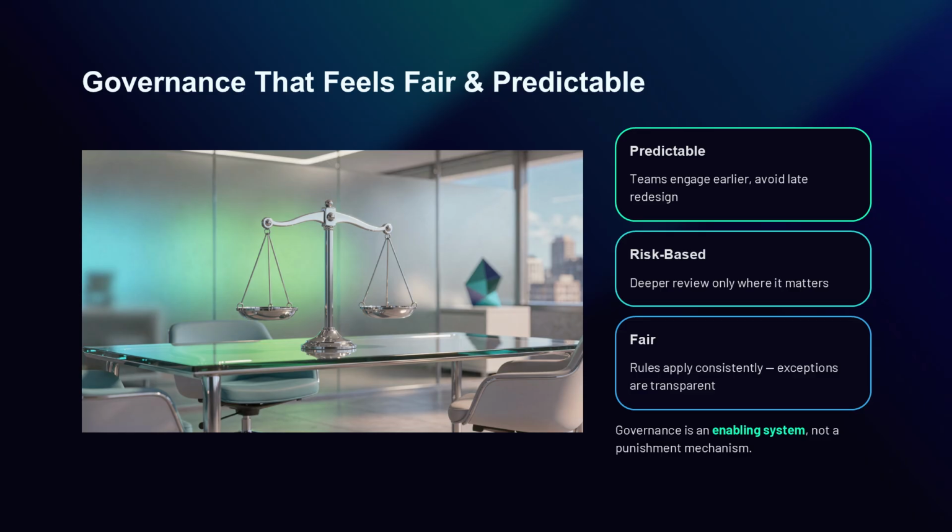Predictable governance increases speed because teams engage earlier and avoid late redesign. Fair governance increases adoption because teams feel the rules apply consistently. In the preliminary phase, you shape governance as an enabling system that protects the enterprise without punishing delivery.